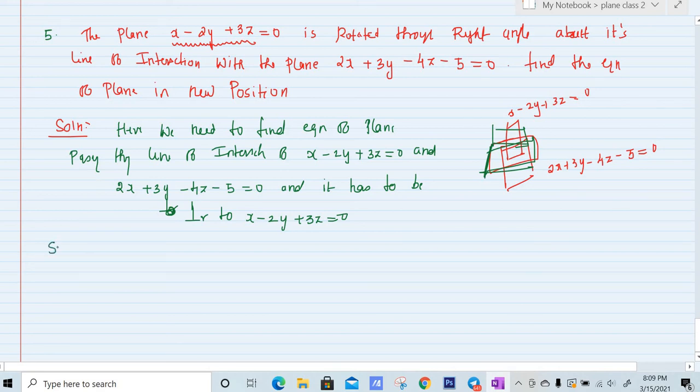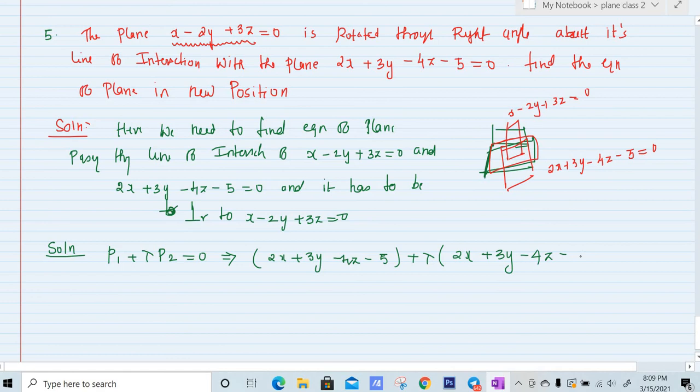So first we will find, what is P1? So we will find P1 plus lambda P2 is equal to 0. This is all we need to find, and this has to be perpendicular to x minus 2y plus 3z is equal to 0 because it is rotated through a right angle. So that means this will be 2x plus 3y minus 4z minus y plus lambda into P2, which is 2x plus 3y minus 4z minus 5 is equal to 0.